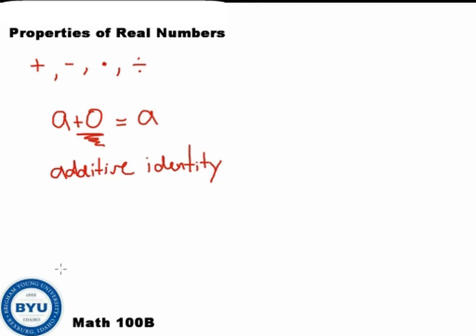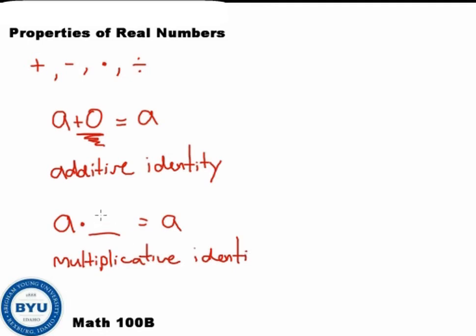There's also a multiplicative identity. Anybody know what a multiplicative identity is? A times what will get me a? You got it. The multiplicative identity is 1, because 1 times any number will always give you that number. So these are the identity properties that are important to know.